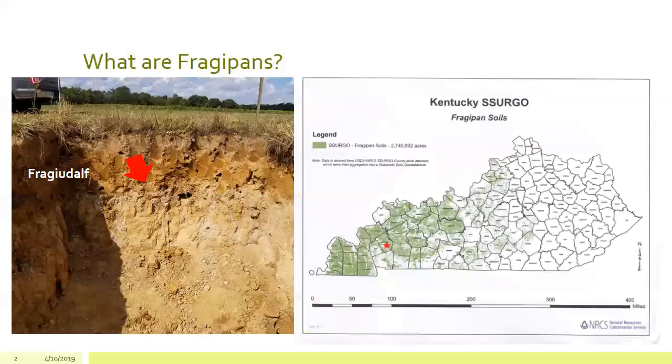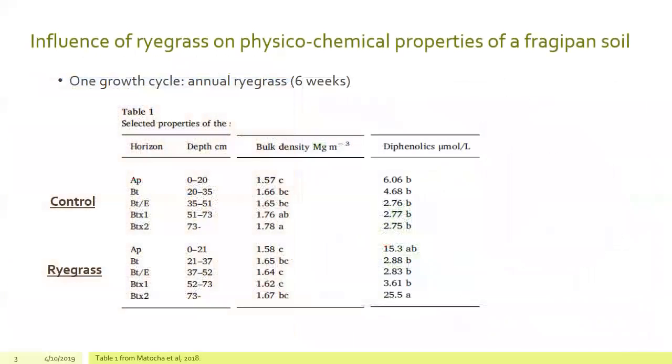And the big problem that we have in Kentucky is we have about 2.7 million acres of it. So if you go west of Lexington, if you dig down, you're pretty much going to be digging down into that fragipan layer, especially out in like Calloway County. You're going to have fragipan.